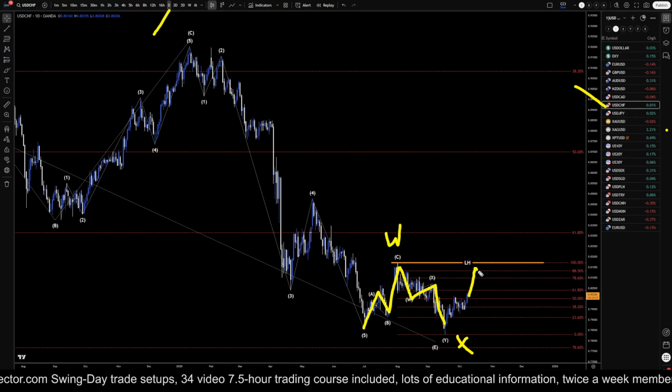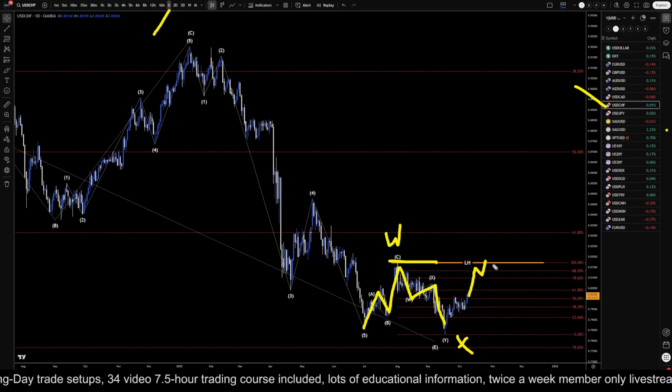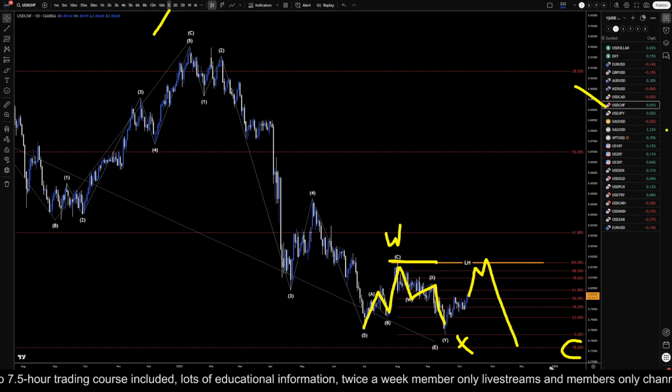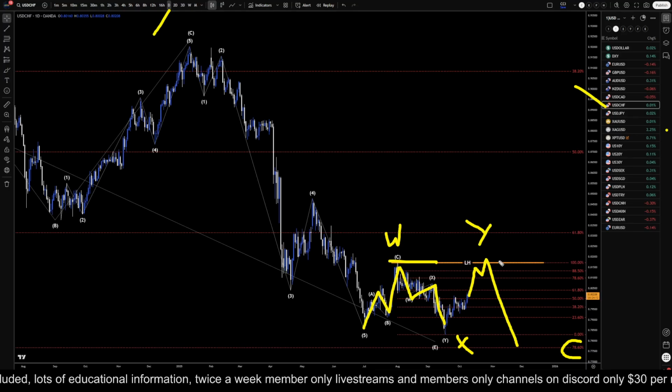And I think we're potentially going to go up more, maybe even take out these highs, and then we're going to end up going down to that weekly time frame 78% Fibonacci retracement that still hasn't been hit, for either a WXY or possibly a flat pattern like an ABC flat, like a 3-3-5 pattern.